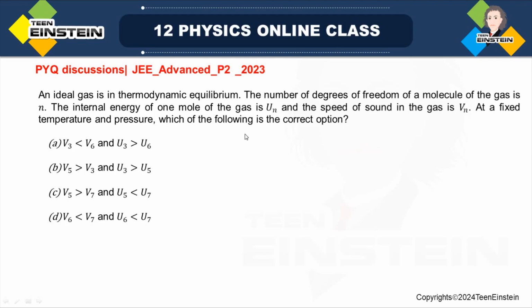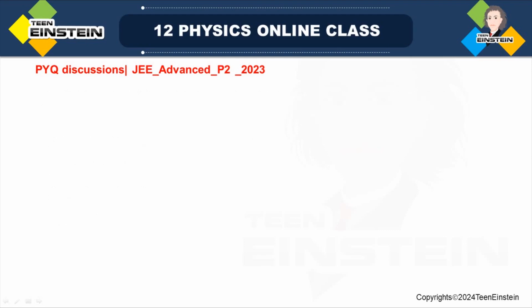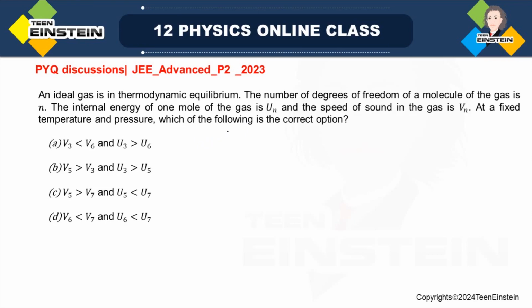So let us write the information given. The degrees of freedom f is equal to small n for a molecule of the gas, and internal energy for 1 mole of gas is given as Un. And the speed of sound in the same gas is given as Vn. Here you look at the options. There are 4 options. You have to choose which one is correct out of these 4 options at a fixed temperature and pressure.